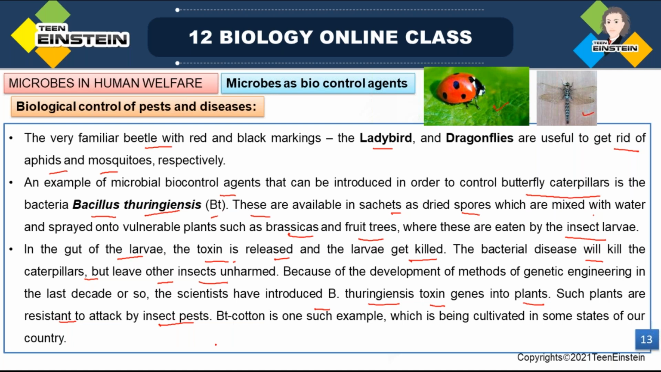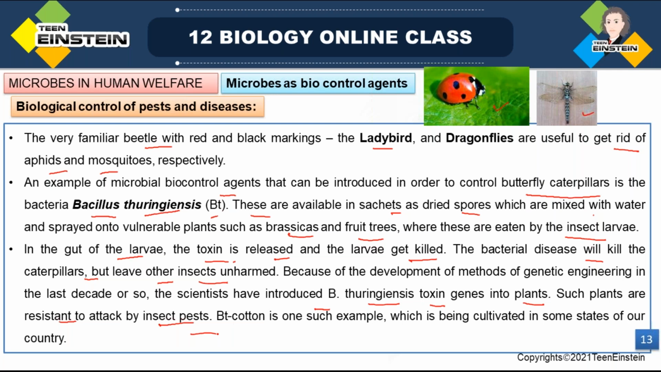For example, Bt cotton, Bacillus thuringiensis cotton. In that plant they have introduced the Bacillus thuringiensis toxin gene. That means in Bt cotton they have introduced Bacillus thuringiensis toxin genes, and this Bt cotton is cultivated in some states in India.